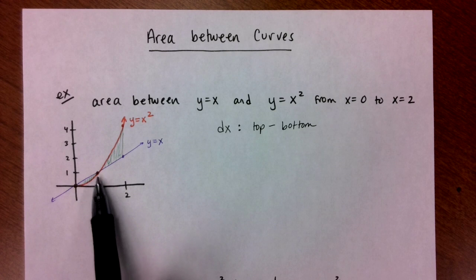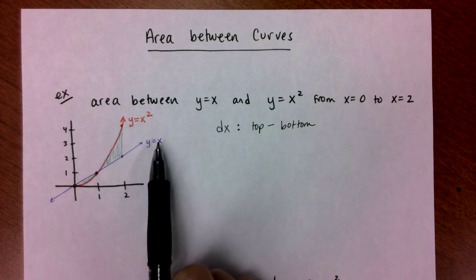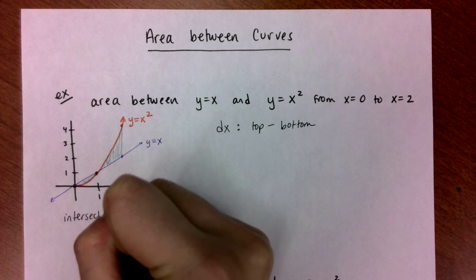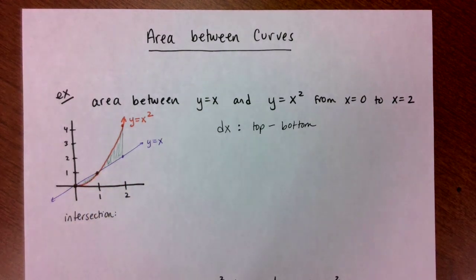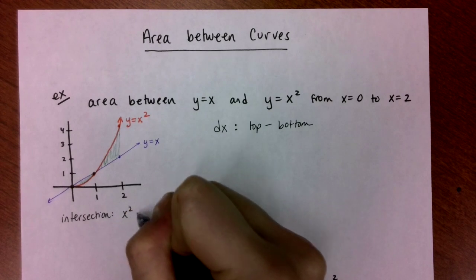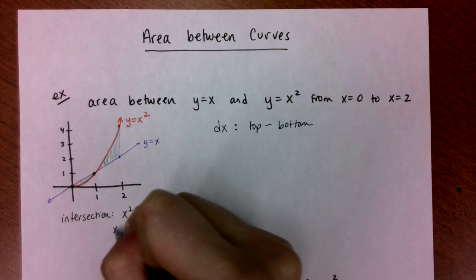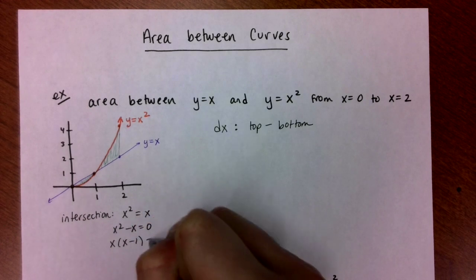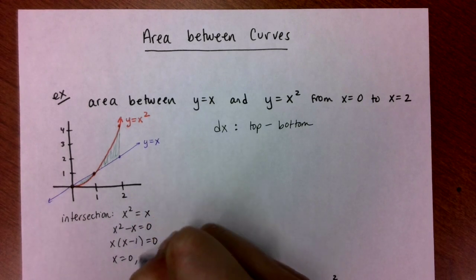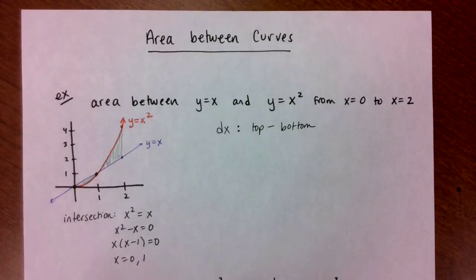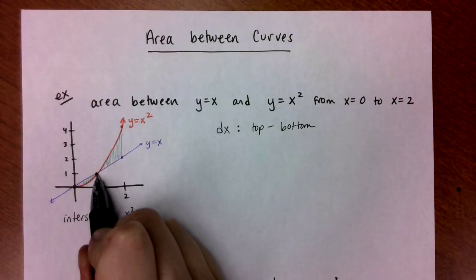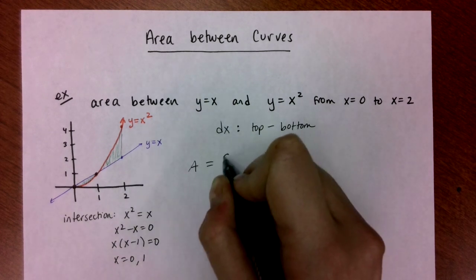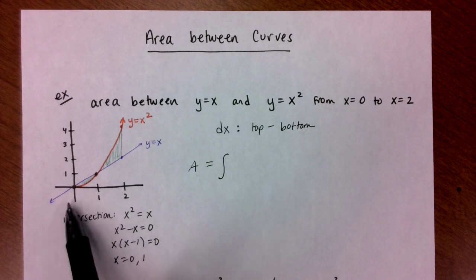If we weren't sure about that for whatever reason, we would set x squared equal to x. Let's actually do this out. Let's say just in case we don't realize that they intersect at 1, I would set one formula equal to the other, put them both on one side, factor out the x, and I get 0 and 1 as the x values of intersection, which we can see in the picture right here and right here. Okay, so this area, like I said, is going to be the sum of two definite integrals.